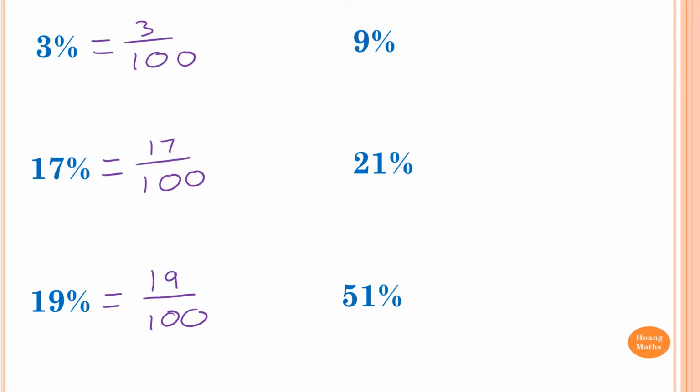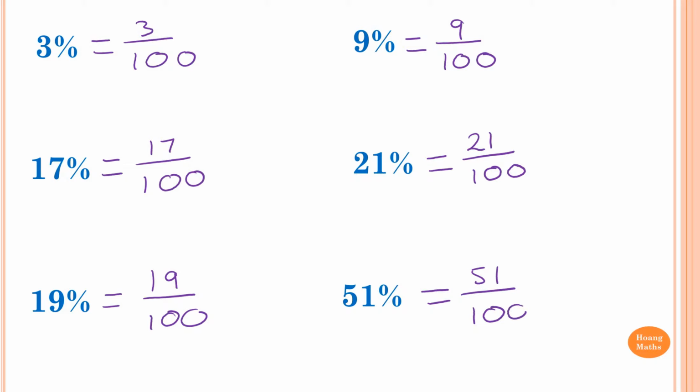So 9% means 9 over 100. 21% means 21 over 100. 51% means 51 over 100. All these percents become fractions that we cannot simplify, so we just leave them as they are. Let's try this one here.